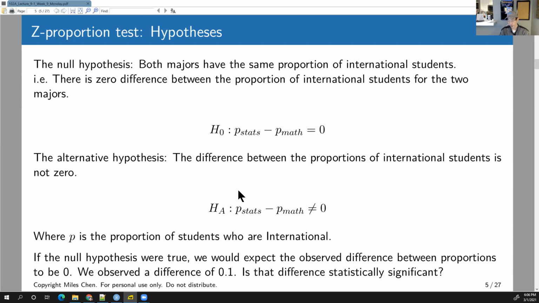And so if the null hypothesis were true, whenever you take random samples, we would expect our p hat stats and our p hat math to be the same. But we got a difference of 0.1. So the question is, could we get a difference of 0.1 just from randomness, or is that difference of 0.1 statistically significant? Does that actually provide reason to believe that p stats minus p math is something other than 0? That's what we want to know.